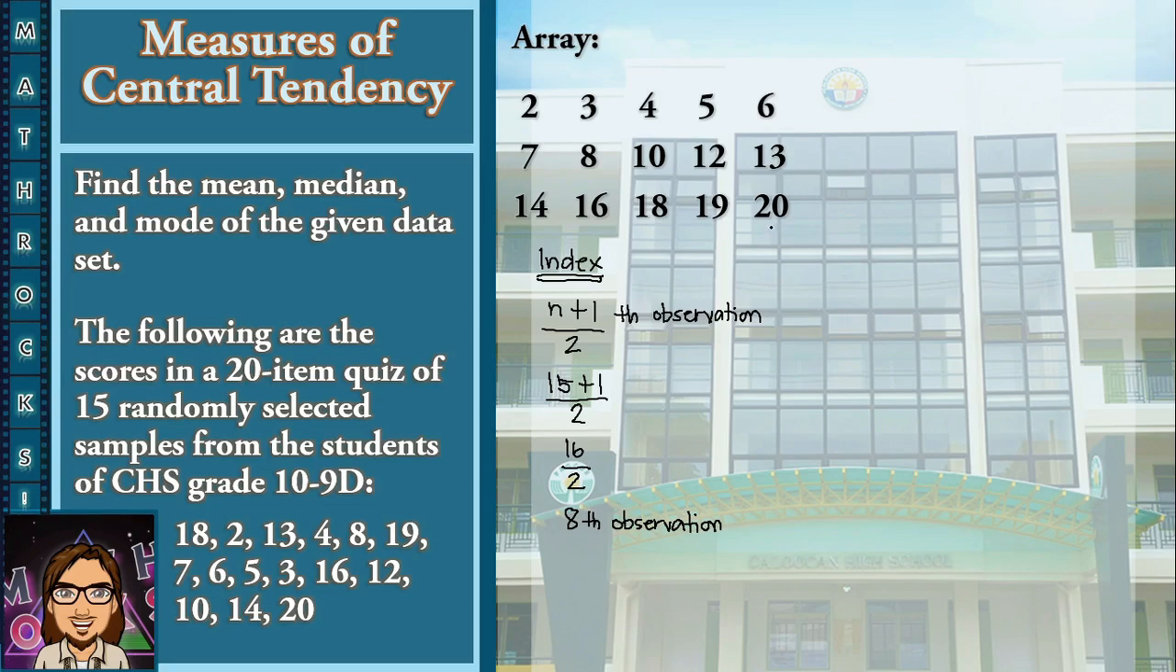And with that, we can identify the median by looking at the eighth observation. For this example, let us start with 2. Counting 1, 2, 3, 4, 5, 6, 7, 8. So this will be our eighth observation, and that would be our median. Now let us see if we can obtain the same answer by counting from 20. So 1, 2, 3, 4, 5, 6, 7, 8. So that will still be our eighth observation. And for that, our median is equal to 10.